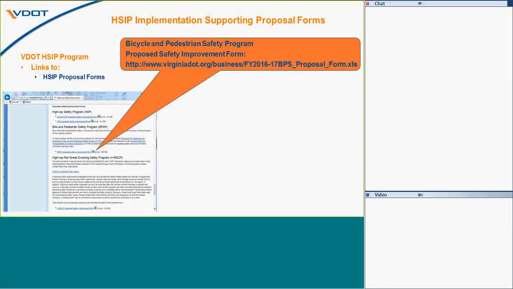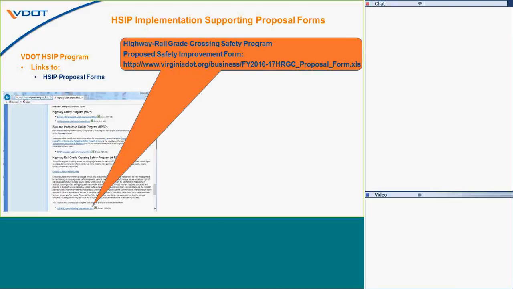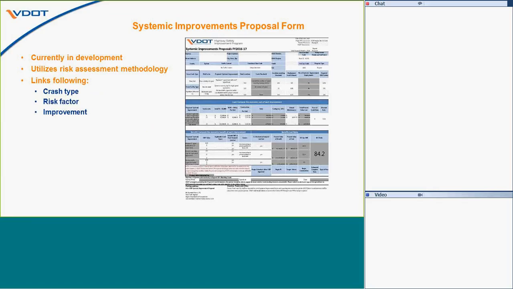And that will really be the focus of today's discussion. The next form is the Bicycle and Pedestrian Safety Program form, which you can see a link is provided on this page. The third form is the Highway Rail Grade Crossing Safety Program form. Again, the link on this page. And then the final one that is part of the program is the Systemic Improvement Proposal form.